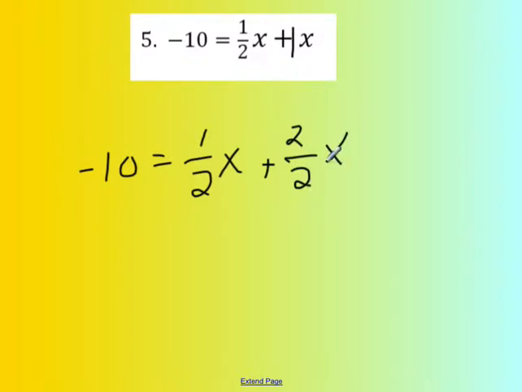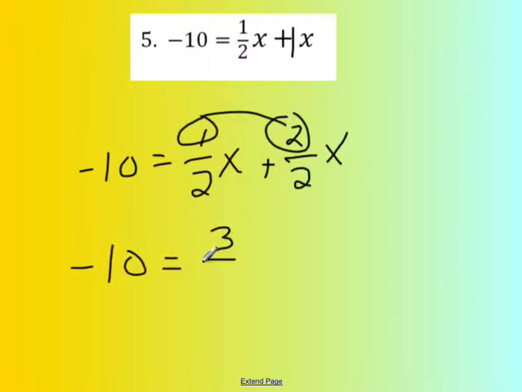Now, why did I do that? Well, 2 over 2 is the same as 1, right? But in order to add fractions, I need to have my denominator the same. So now I can add those two numerators. So I have -10 is equal to 3/2 x.